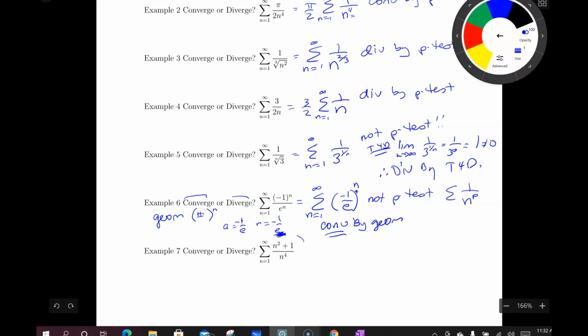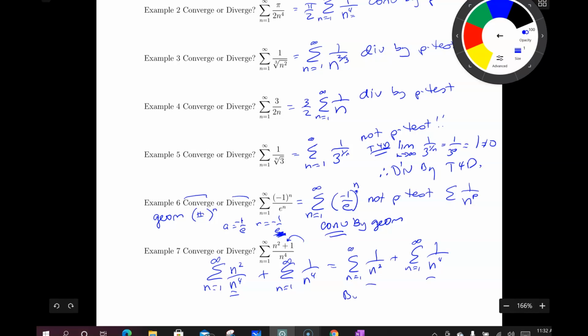Converge or diverge. Okay, we can't use the p-test as it's written, so I need to separate this into two sums. So this first sum is 1 over n squared, and the second sum is 1 over n to the 4th. So they both converge by p-test because the p's are bigger than 1.